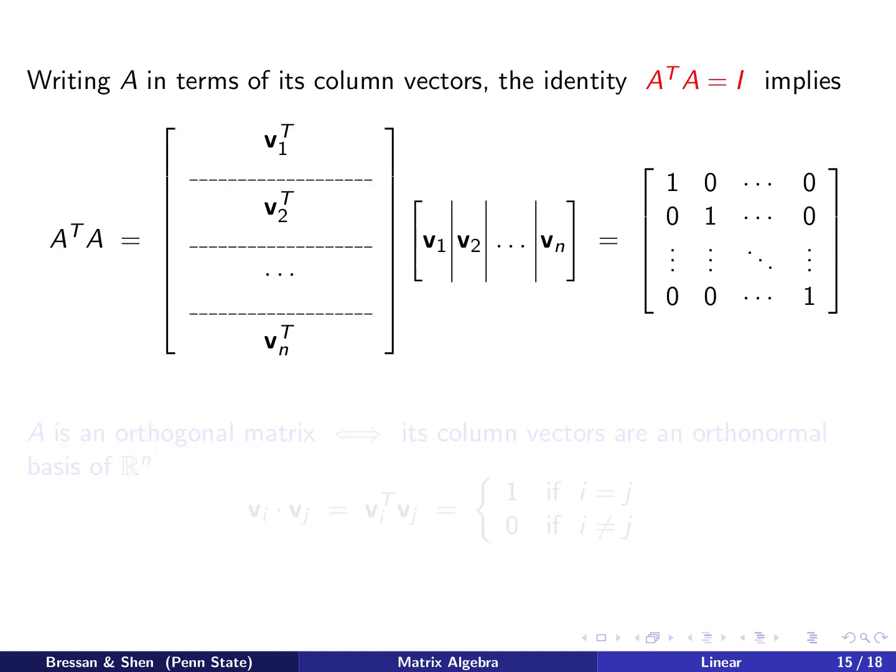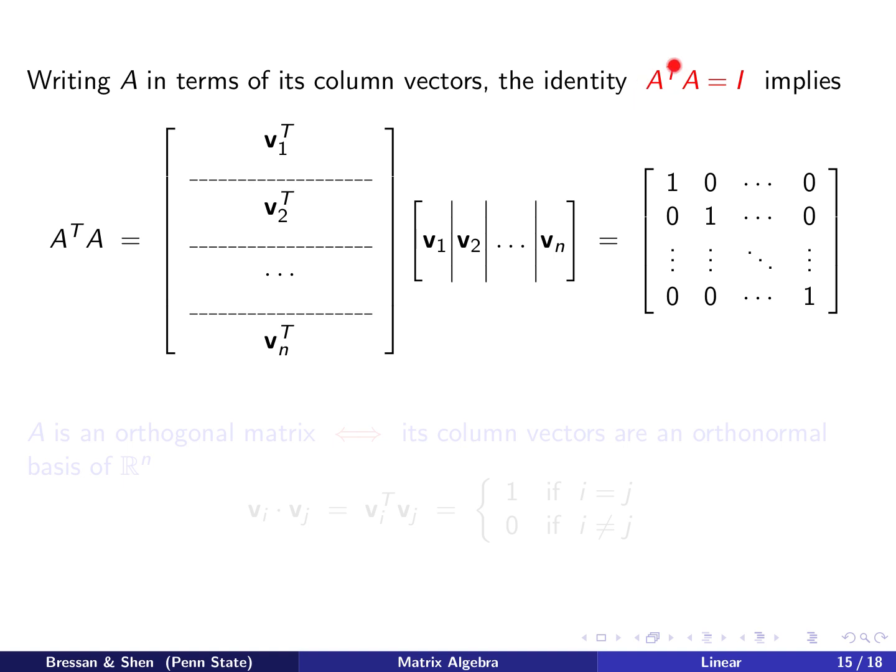If A transpose is A inverse, then you have the identity A transpose times A, which is just A inverse times A, which will give you the identity matrix. Let's write out this identity using the column vectors of A. If I write A in terms of column vectors, we call them V1, V2, all the way to Vn, there are n of them.